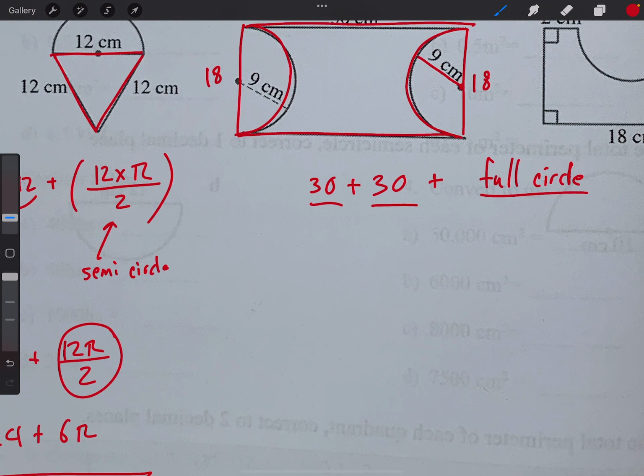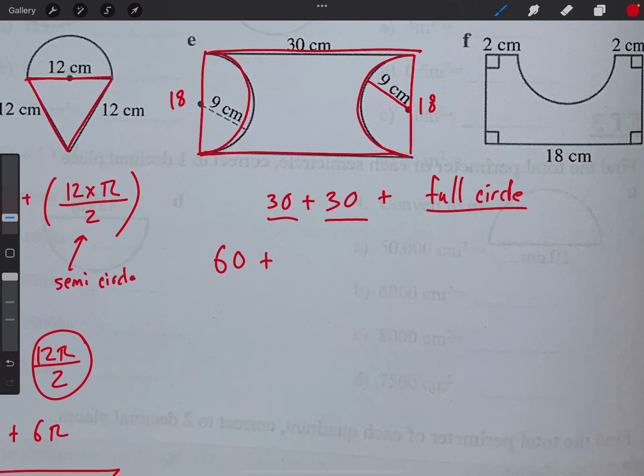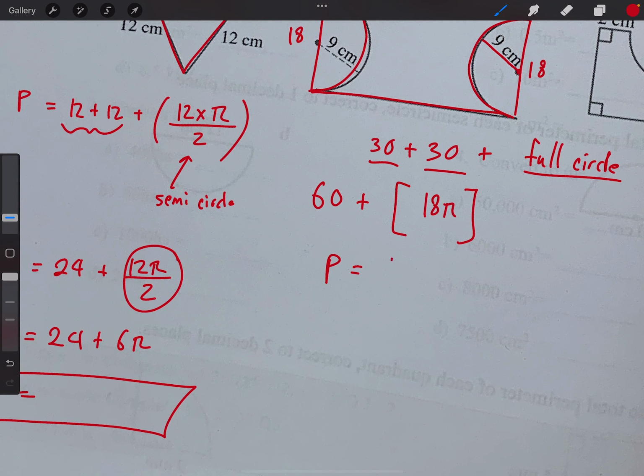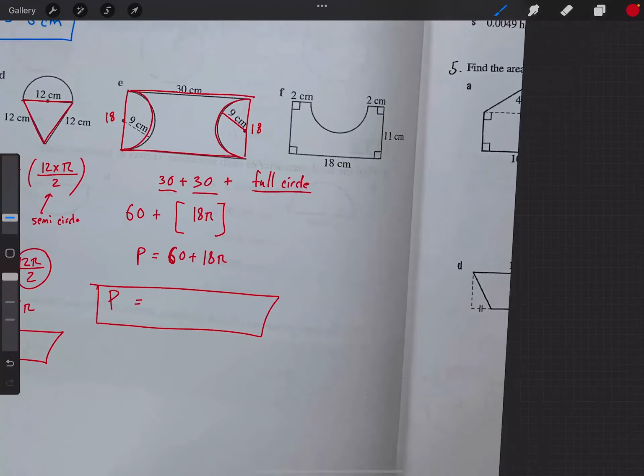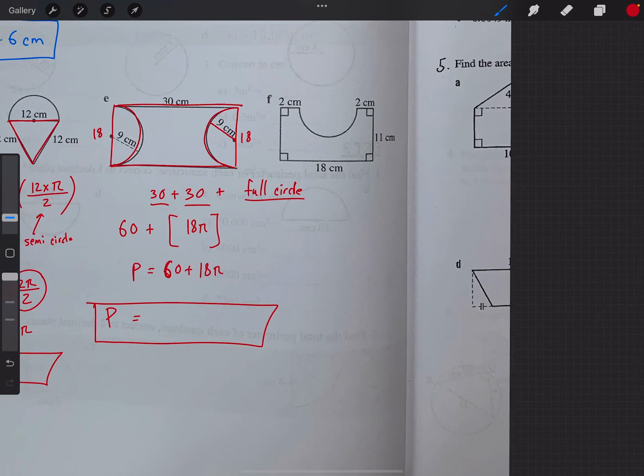Okay, so therefore that's 60 plus the circumference of a full circle. How do you find the circumference of a full circle? You do diameter, which is 18, times pi, and that's it. So the perimeter is equal to 60 plus 18 pi. And put that into the calculator again to get your decimal answer, correct to one decimal place.